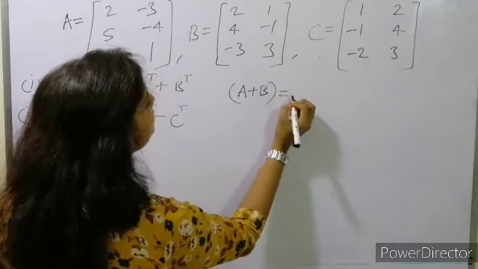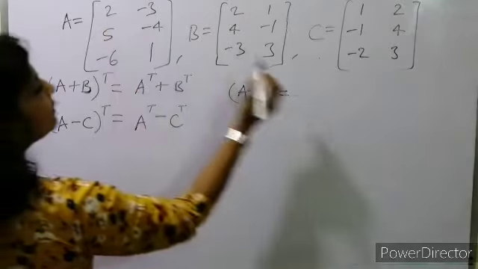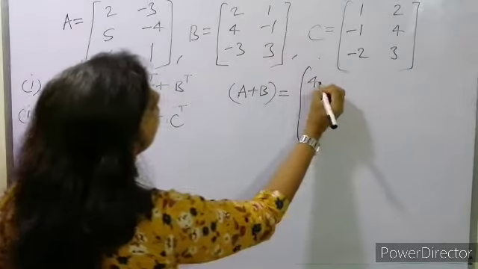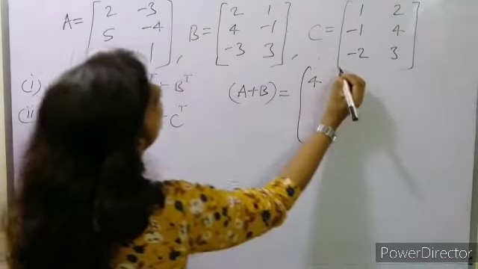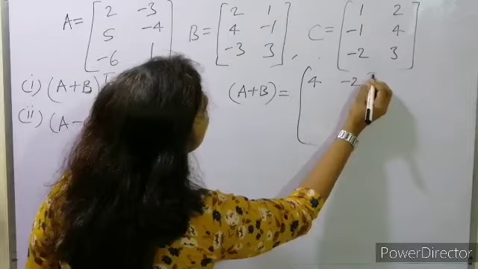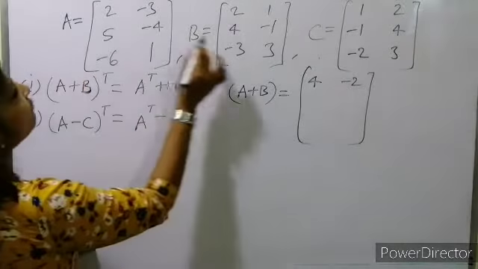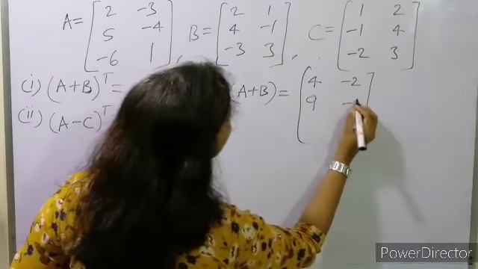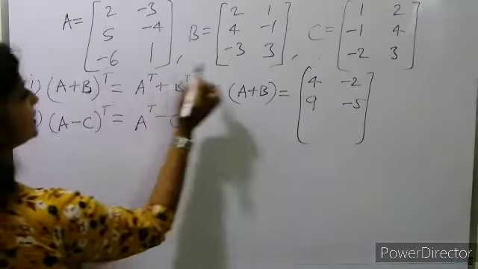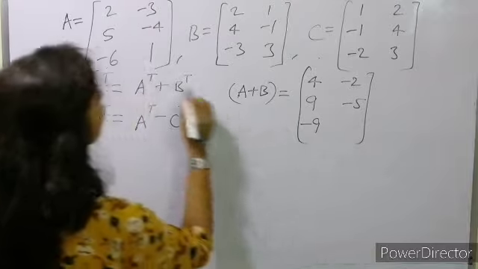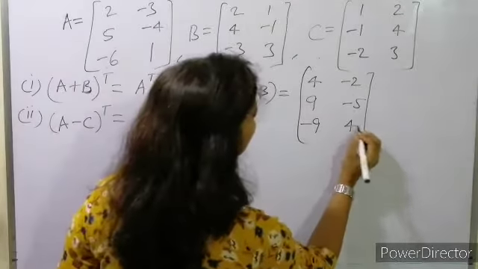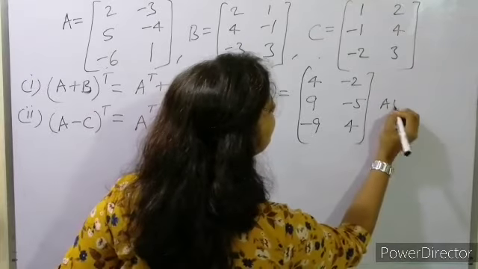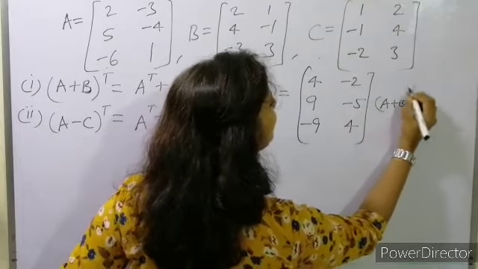Okay, so A plus B will be 2 plus 2 is 4, minus 3 plus 1 is minus 2, 5 plus 4 is 9, minus 4 minus 1 is minus 5, minus 6 minus 3 is minus 9, 1 plus 3 is 4. Okay, so this is A plus B.